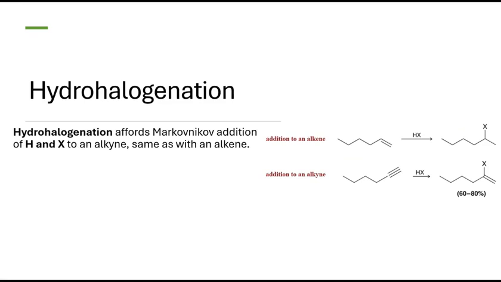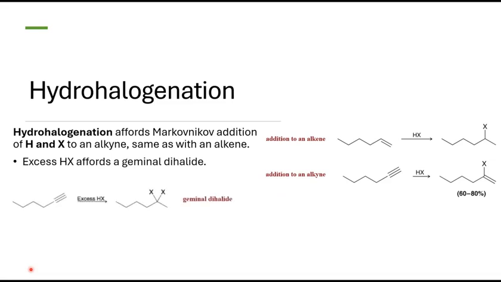Hydrohalogenation affords Markovnikov addition of H and X to an alkyne, which is the same as with an alkene. So an addition of HX to an alkene results in a haloalkane. We can do the same to an alkyne, and that will result in a haloalkene. Excess HX will then afford a geminal dihalide. A geminal dihalide means that we have the halogens added to the same carbon that used to be sp hybridized, which then becomes sp3 hybridized.